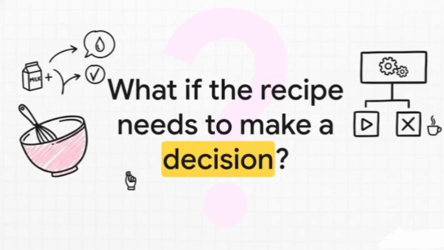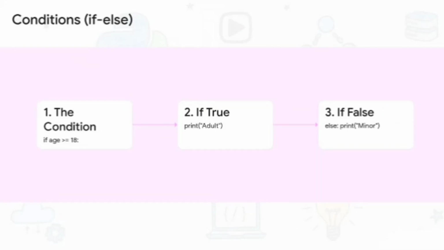A good recipe has decision points, doesn't it? Like, if the batter seems too thick, add a splash of milk. Well, our computer can do that too. And here's how that logic works. It's super simple. We ask a question. We check a condition. Is the number in our age jar 18 or bigger? If the answer is true, the computer follows one set of instructions. If it's false, it does something else entirely. It's like a fork in the road for our recipe.